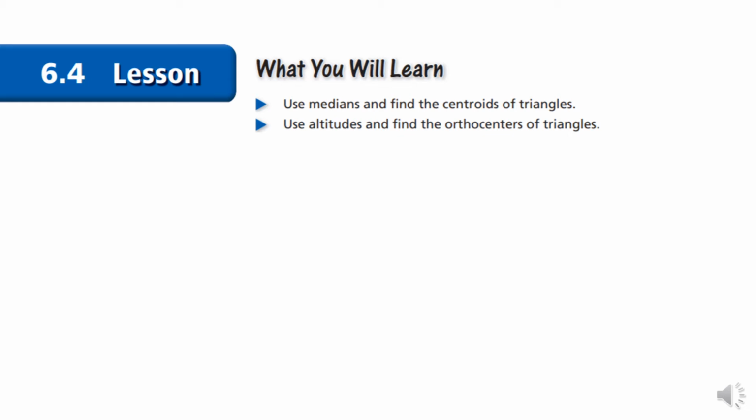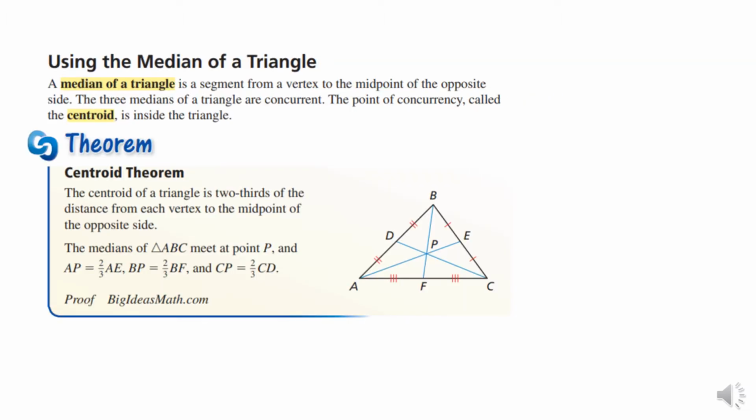Okay, today we're going to talk about the centroid and the orthocenters of circles. So the first one we're going to talk about is the centroid. And you find the centroid by constructing the medians of a circle. So how you do that, you've got a triangle.